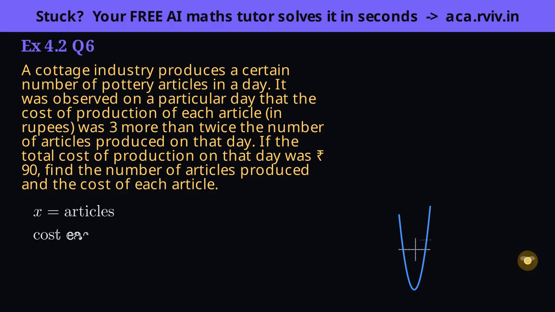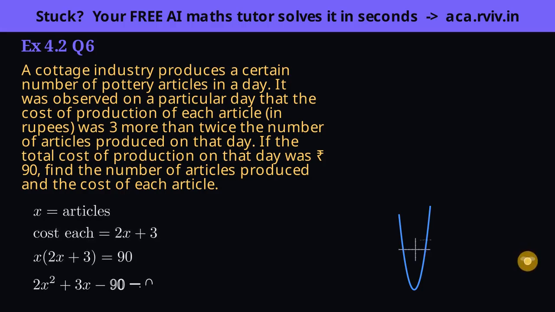Twice x is 2x, 3 more is 2x plus 3. The price rising with x is what will make this quadratic. Total cost is number times cost each, and it's 90, so x times (2x plus 3) equals 90. Multiply out to 2x squared plus 3x, and move 90 across.